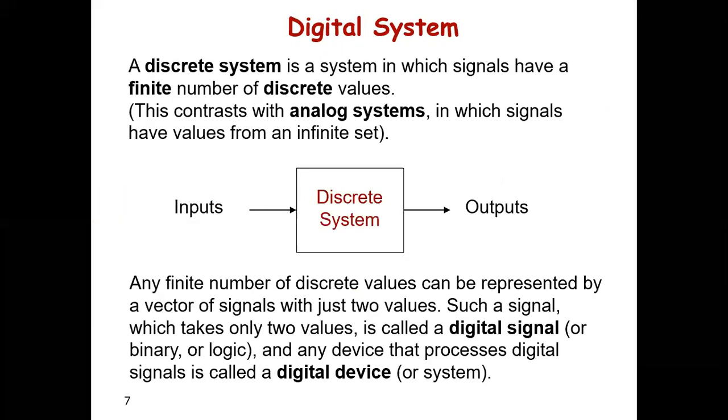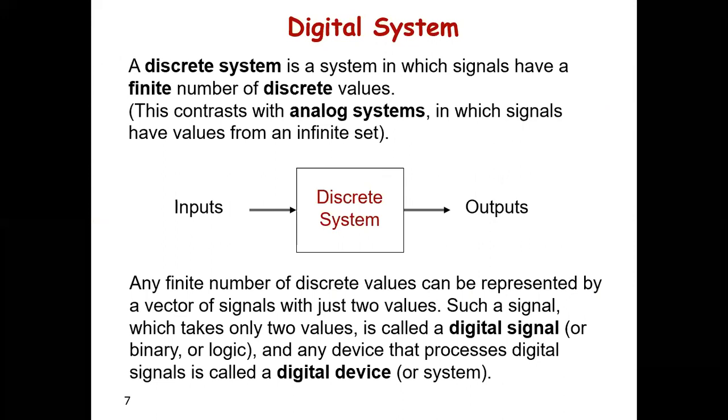Before we define a program or design a program, we need to know what a digital system is. A digital system is a system in which signals have a finite number of discrete values. This contrasts with an analog system, in which signals have values from an infinite set. So a discrete system means input, then a discrete system, then output.